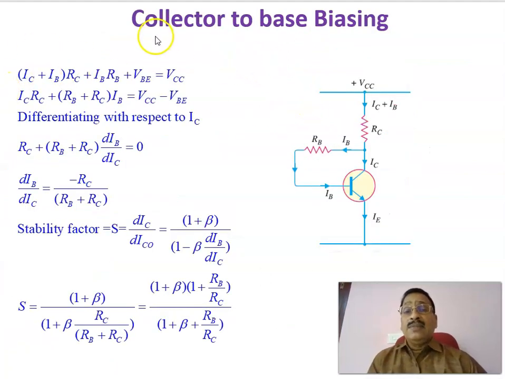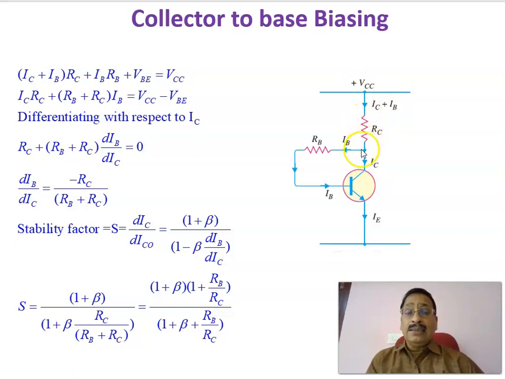The second method of biasing is what we call collector to base bias. Between the collector terminal and base terminal, you connect a biasing resistance RB. Now, applying Kirchhoff's voltage law to the loop of VCC, RC and RB, the current through the collector is IC, and the current through RC is given by IC plus IB.